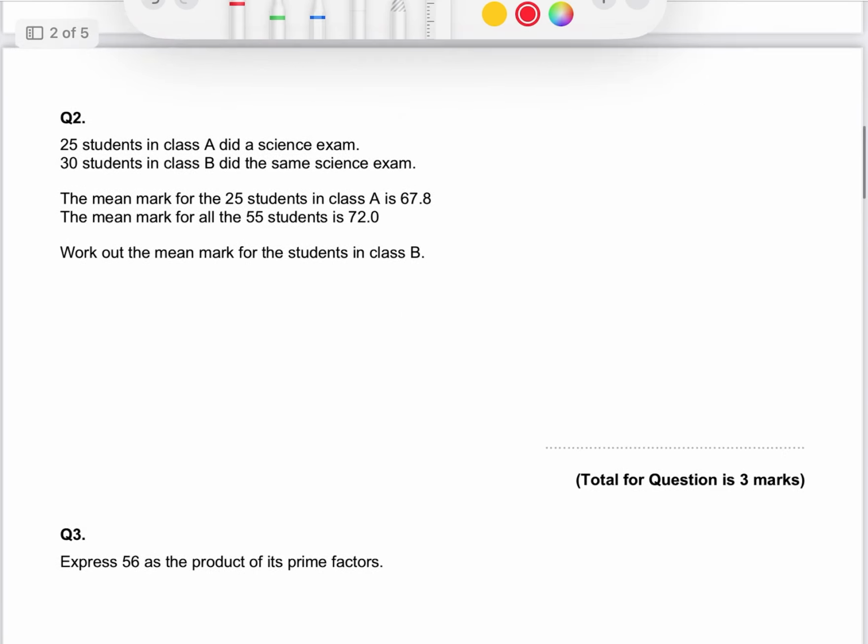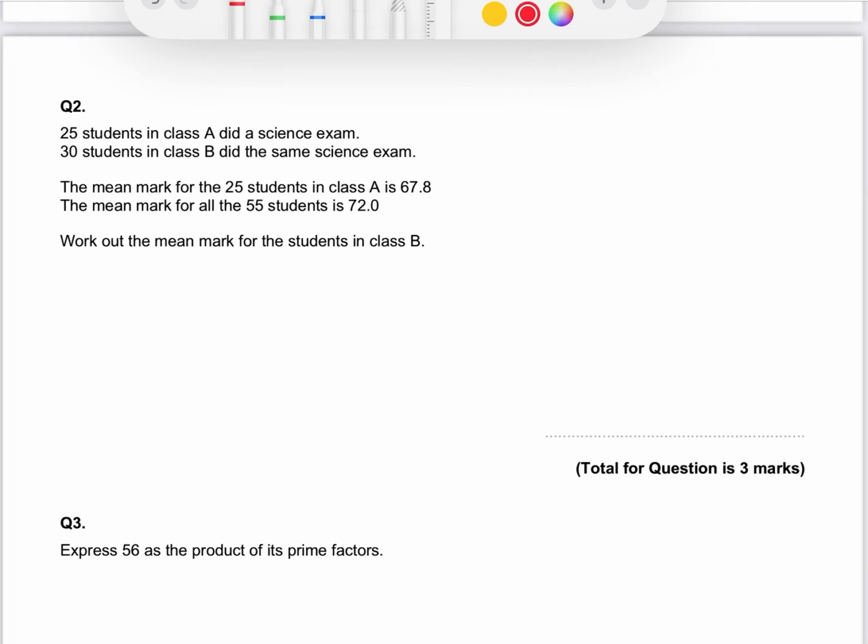Right, next question we're going to look at, again, it's a mean question, but this time, again, it's not telling us what each actual thing is. So in this question, it tells me 25 students in Class A did the science exam. 30 students in Class B did the same science exam. The mean mark for the 25 students in A was 67.8, and the mean for all 55 students, so notice how they add to 55, is 72. How can we use this information to work out the mean for just Class B?